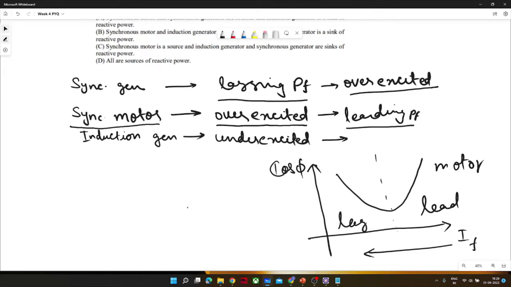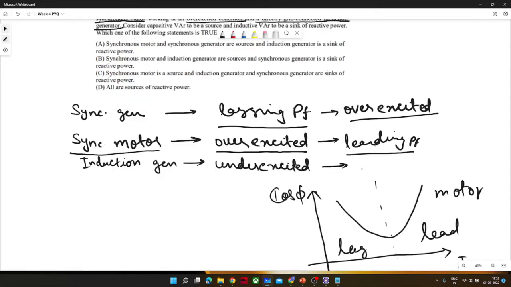So I was talking about the induction generator, and it will always be underexcited because it has a high magnetizing inductance compared to all other machines, and it does not have any other supply. So it would be lagging power factor. You would not see any induction motor operating at leading power factor.